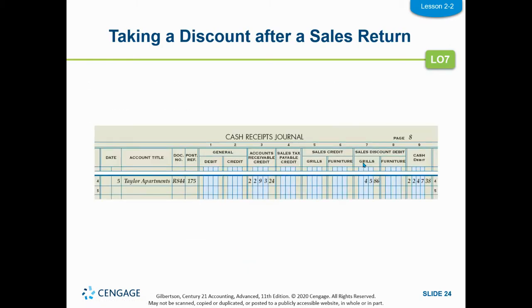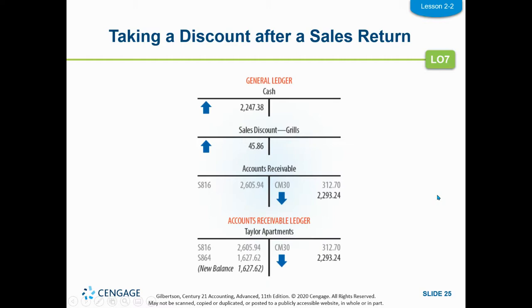So the discount, this is doing a discount from the sale. So Taylor Apartments, this is how much they owed. We gave them a discount. They bought some grills. We gave them a discount for those grills. And this is how much they ended up paying us. So we calculated that 2% and gave it to them.